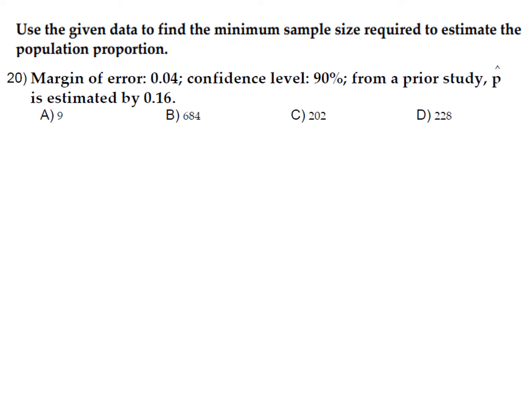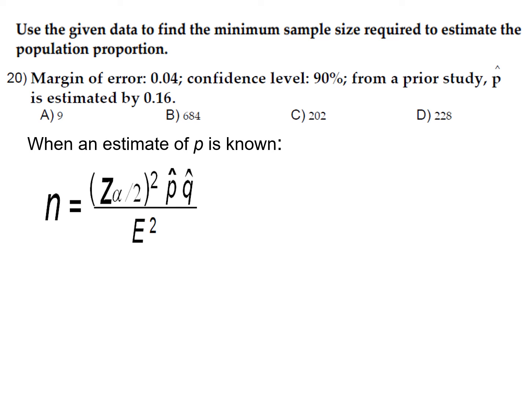Now we're given p hat. It's estimated as 0.16. So not the same formula. See, when we didn't know what p hat and q hat were, we said, hey, let's take 1 divided in half, 0.5 for each of these. This is why the previous formula had 0.25 here. But now we know p hat. The z-score associated with 90% is 1.645. We know p hat is 0.16, therefore q hat is 1 minus that, or 0.84.